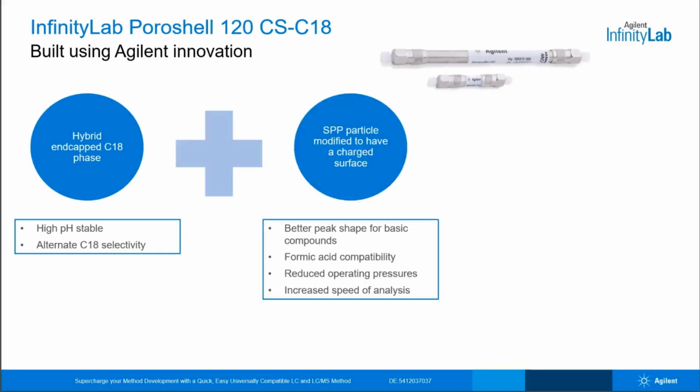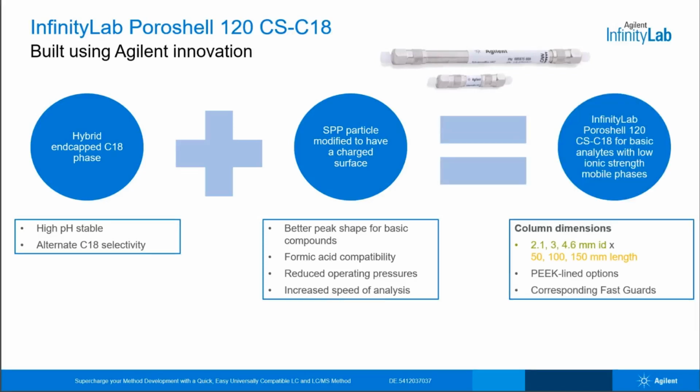On a superficially porous particle with a positively charged surface, the 2.7 micron Poroshell particle allows for higher efficiency at lower pressures, and the charged surface enables better basic compound peak shape with simple low ionic strength mobile phases like formic acid. Remember, basic compound peak shape was one of the cons with the formic acid mobile phase, but this column chemistry now solves that problem.